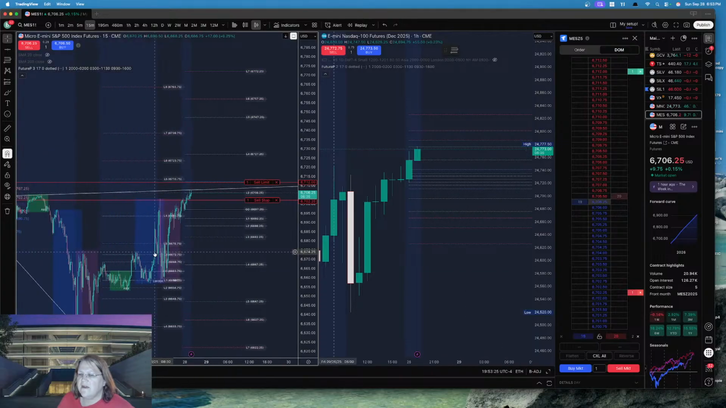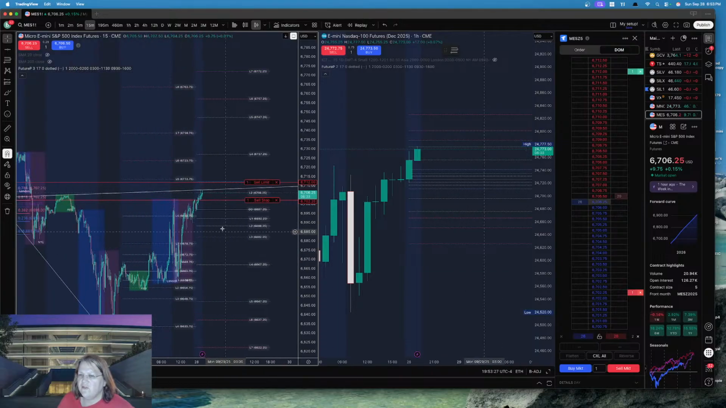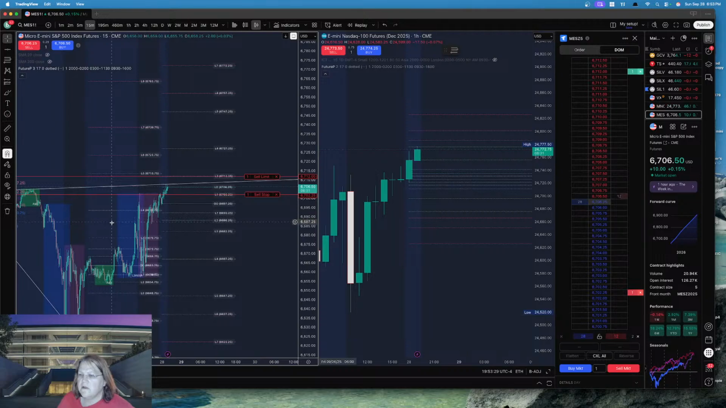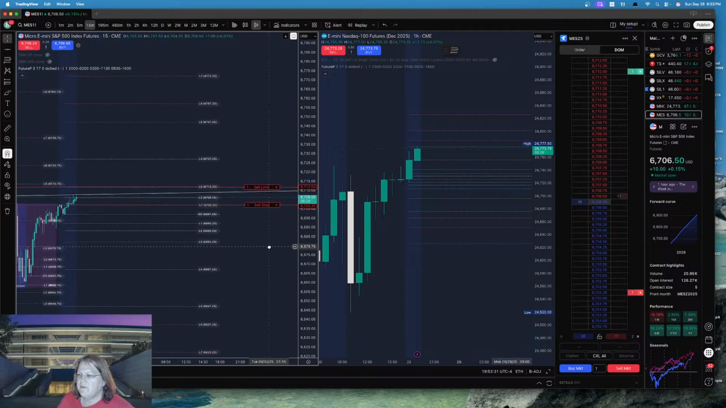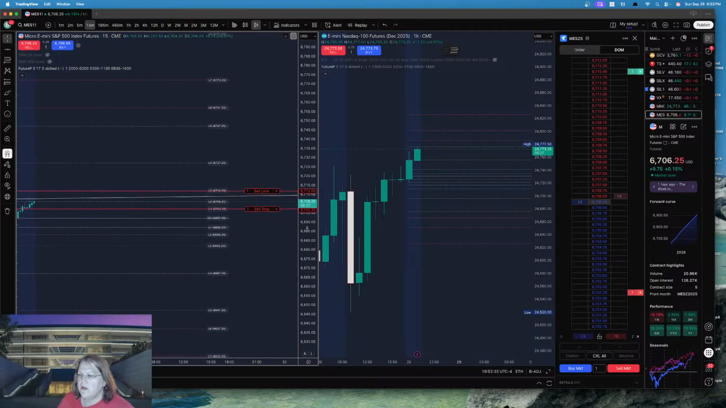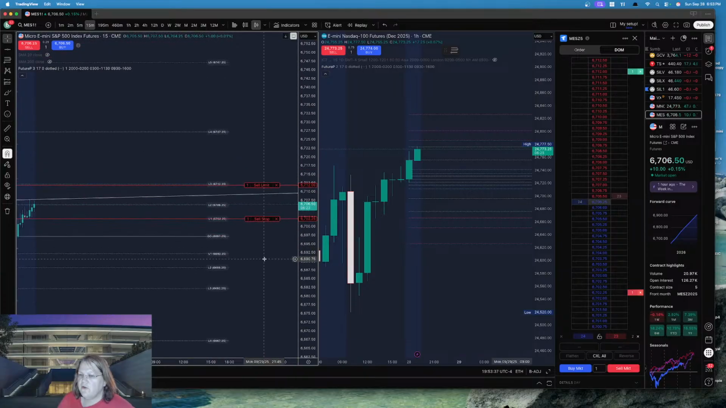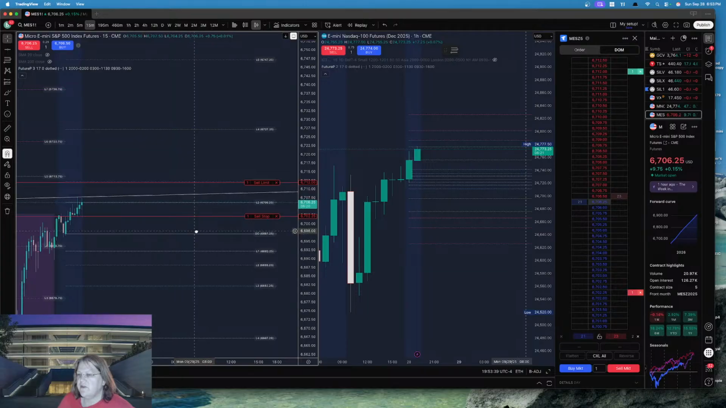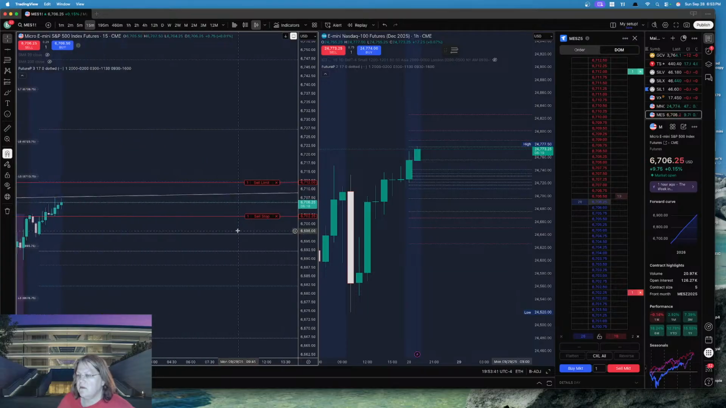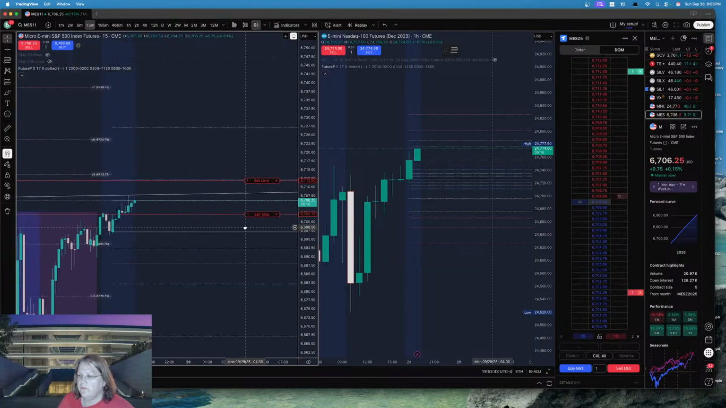But it's kind of designed to go from level to level. Again, these are math calculations, so you have to use your own brain power there. I'm not going to tell you how to trade it.